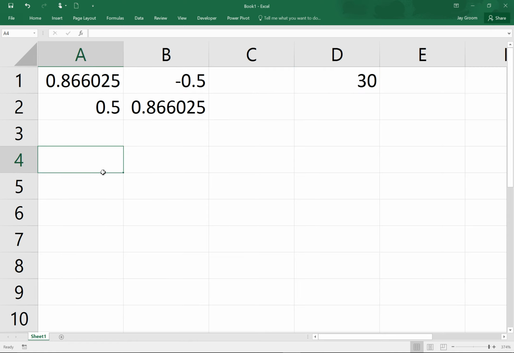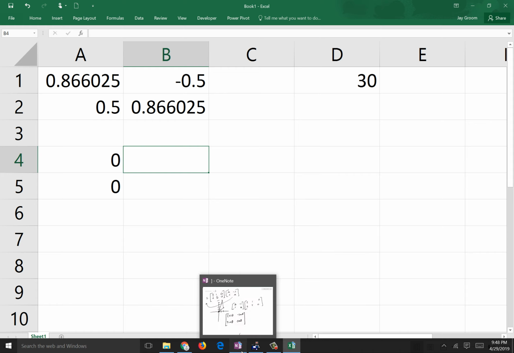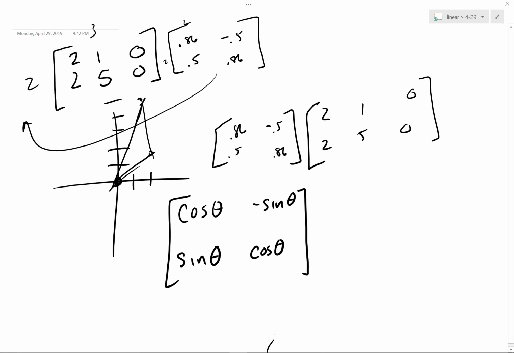Okay, and here are your points. Let's say your points are 0, 0. And what were my originals? I forgot what I wrote down. 1, 5, and 2, 2.